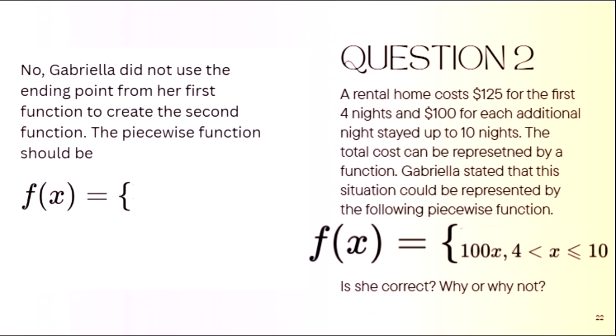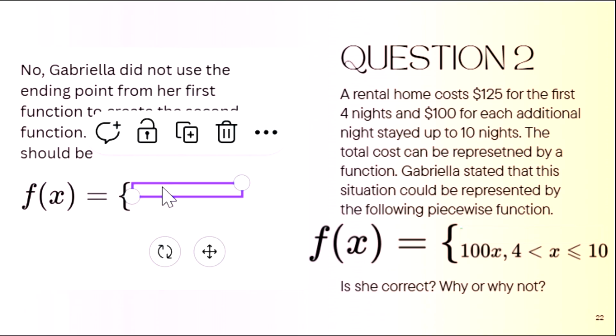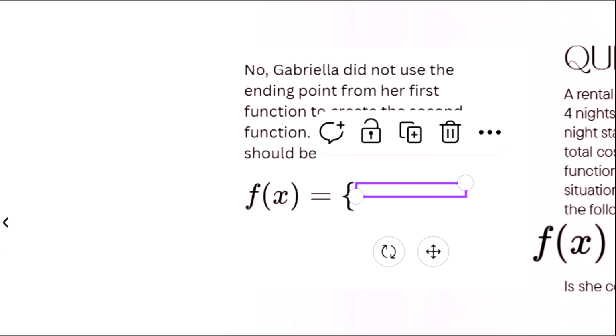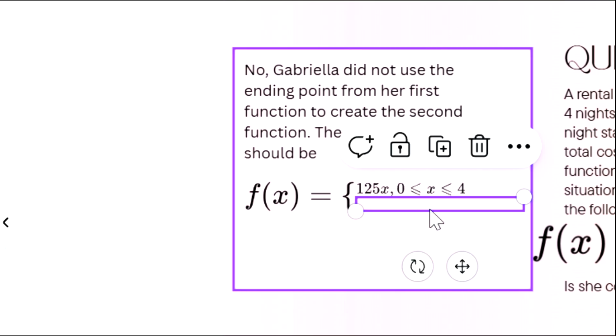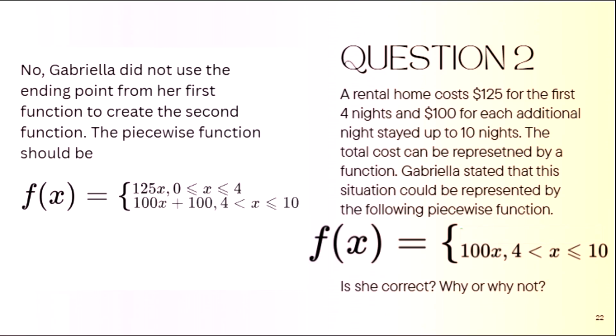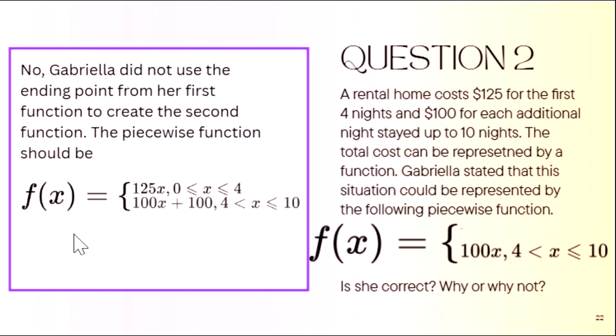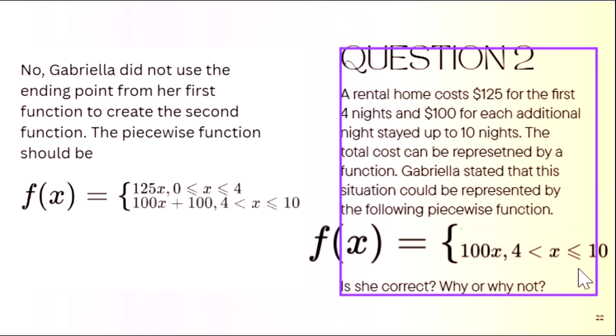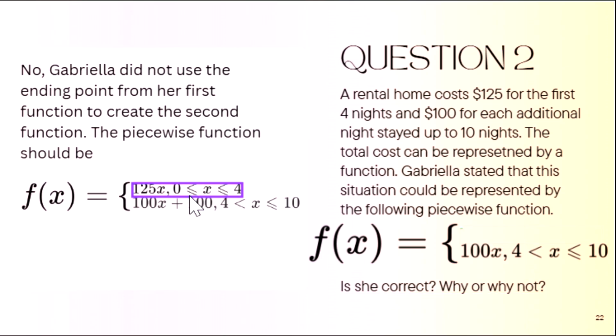This says no, Gabriella did not use the ending point from her first function to create the second function, which is what I just said. You can't just decide that you're going to write your second function. You have to do complicated steps because math is evil. That's just how it is, okay? The piecewise function should be this, which makes more sense because here it's just 100x, but it should be 100x and something because it's not starting at the beginning. It does have a y-intercept type of thing going on, okay?